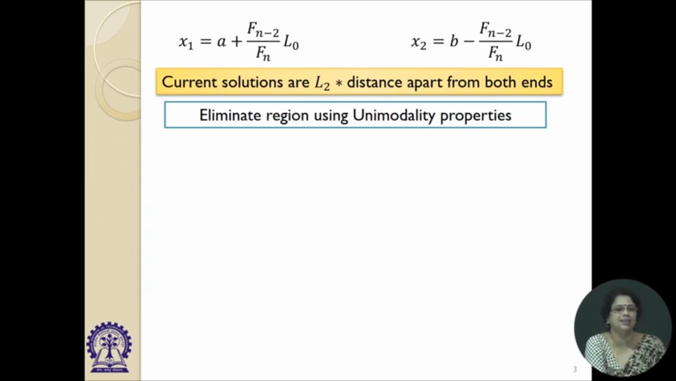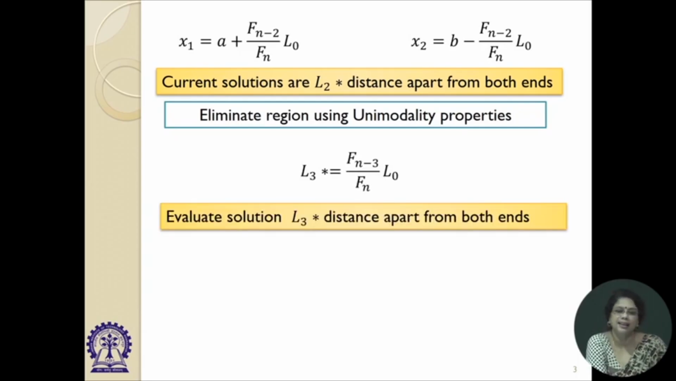Then I will go to L3, because in the next iteration I take initially 2 points, after that I will take 1 at a time. I will calculate L3 star, and my guideline says that in the new interval of uncertainty, take a point so that the current solution, meaning the new solution x3, and the previous solution from the previous stage, both solutions must be L3 star distant apart from both the ends. Then I will find L4 star. I will say the current solution must be L4 star distant apart from both the ends. This way I will proceed.